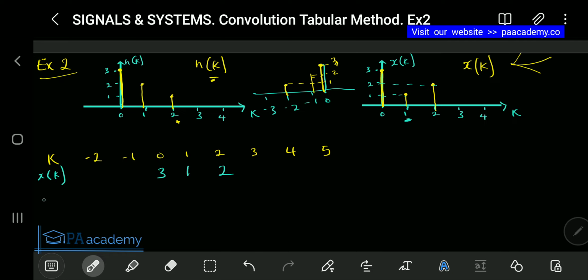So we are going to be having h of minus k. All right, so for h of minus k, which is this. At 0, we are having 3. When it is minus 1, we are having the amplitude to be 2. And when it is minus 2, we are having the amplitude to be 1. So this is what it will look like.